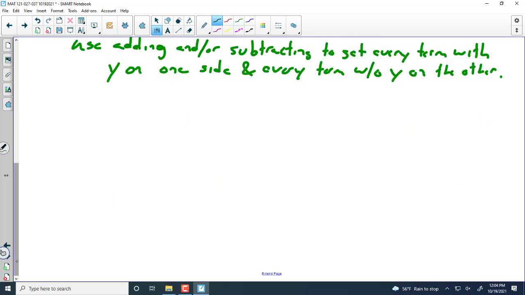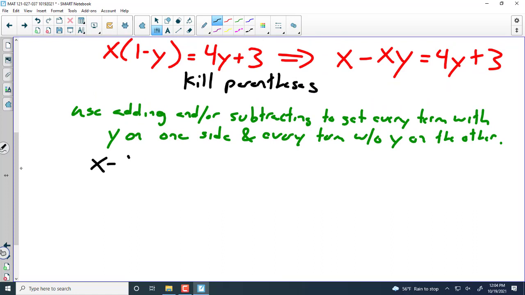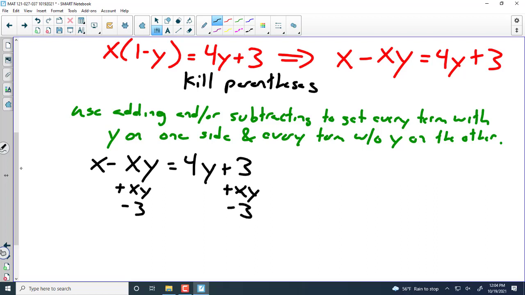So, class, see if you follow this. I'm going to take my x minus xy equals 4y plus 3. And I'm going to add xy to both sides. And I'm going to subtract 3 from both sides. Now, if I do that, everyone, I will end up with x minus 3 on the left, and I will end up with 4y plus xy on the right. Everyone see that? Get everything with a y on one side, everything without a y on the other side. Why is that natural? I think it's natural because we're trying to get y by itself.